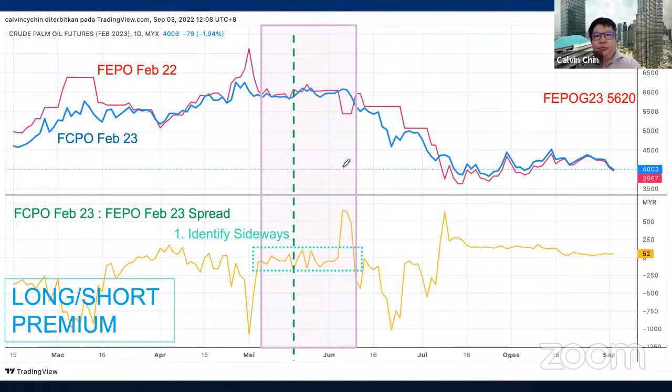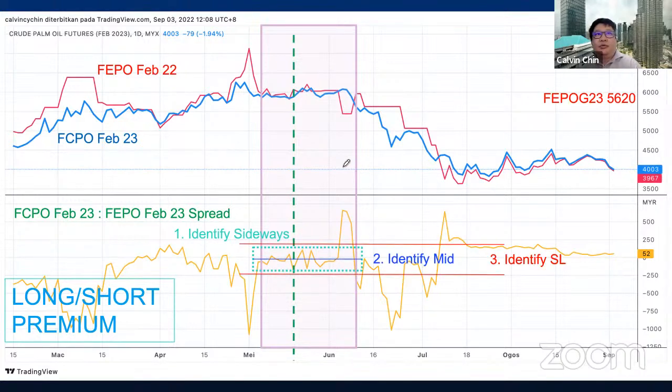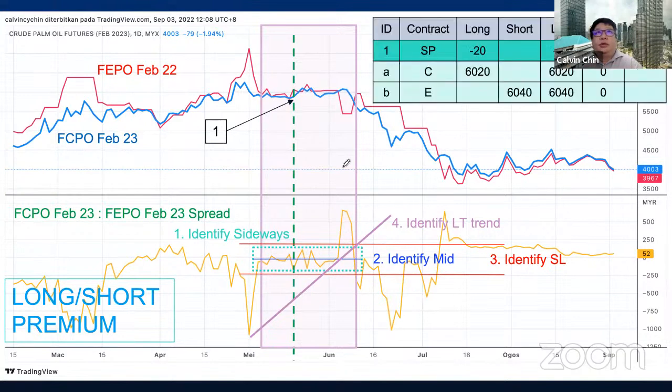Same method. First step is identify the trend. For this case, it is sideways. We draw the midline, SL and the long-term trend. For this case, I assume the price moves up first. We will use a numerical example to illustrate this. Same thing, we have to start with something. So we will buy one intercommodity spread, ICS, at -20. Stop loss 25.